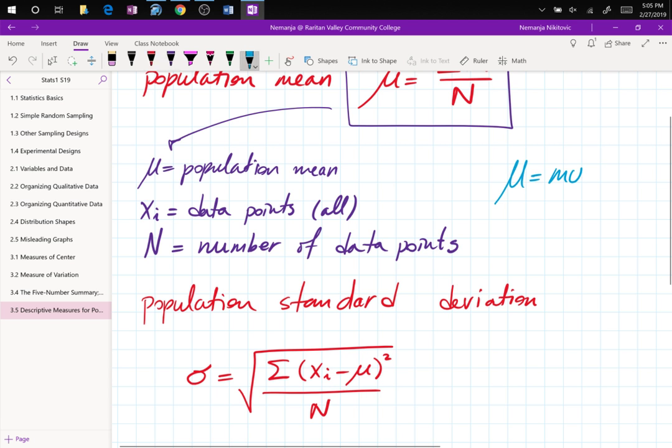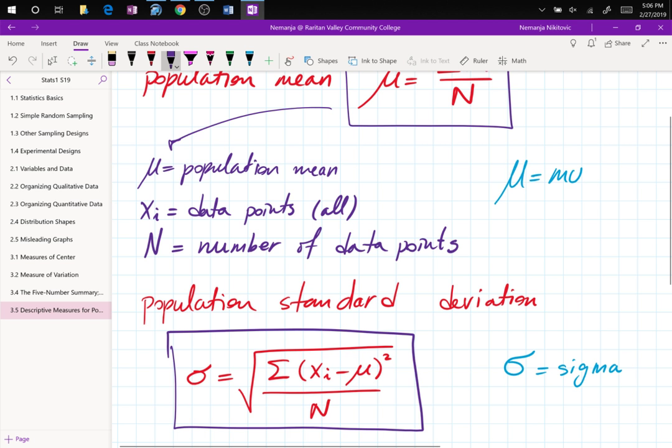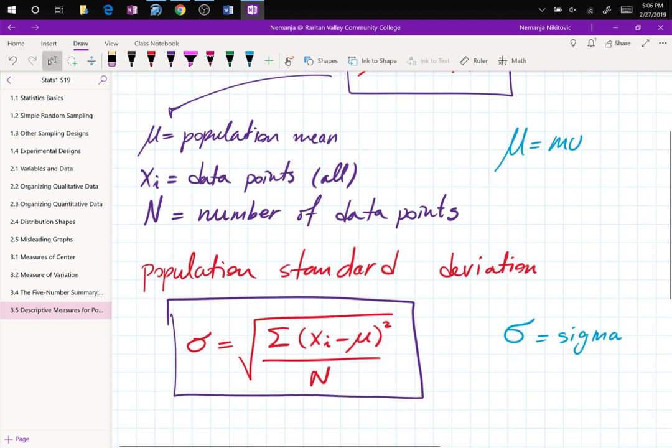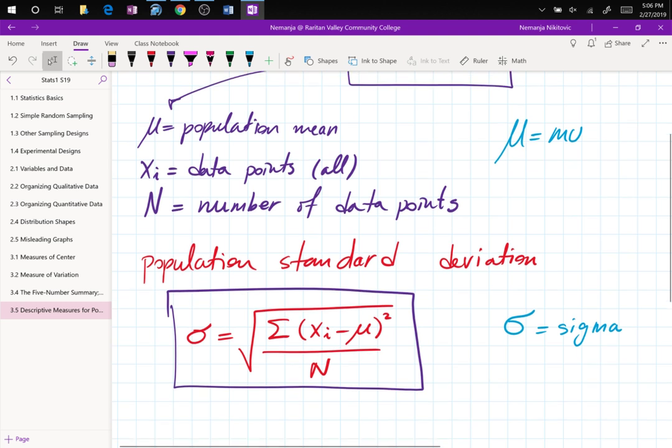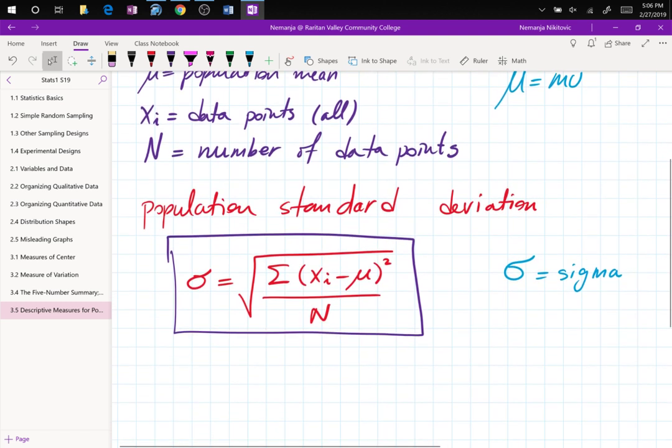So the symbol over here is the Greek letter sigma. This is our formula. We already know what each one of these means: xi, individual entries, mu is the mean, and capital N, the number of numbers we have. And the last one that we are defining, and then we can do the problem, is going to be z-score.